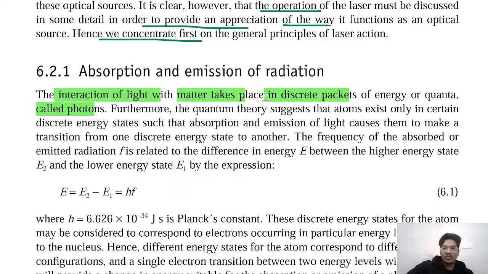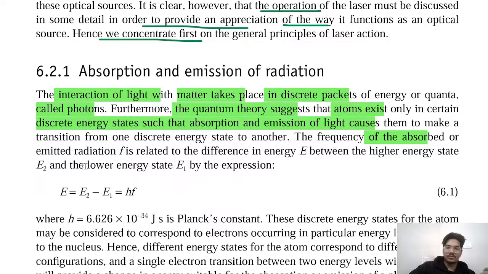Furthermore, quantum theory suggests that atoms exist only in certain discrete energy states, such that the absorption and emission of light cause them to make a transition from one discrete energy state to another. The frequency of the absorbed or emitted radiation f is related to the difference in energy E between the higher energy state and the lower energy state.